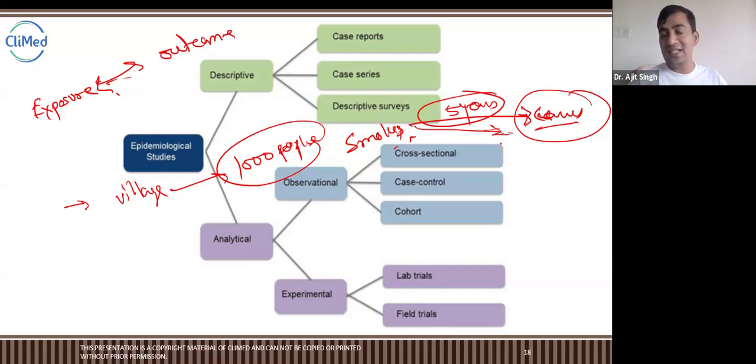I mean, it's not necessary in that case. You'll be just checking the prevalence and incidences of lung cancer in smokers over the next 5 years. So when I'm talking about the next 5 years, that is the forward direction studies.